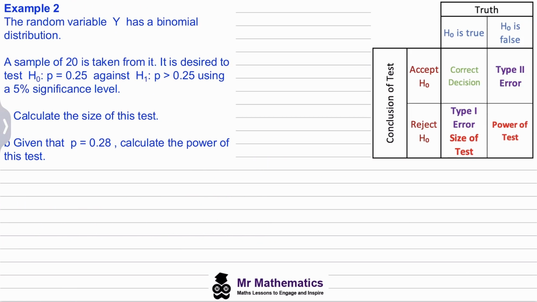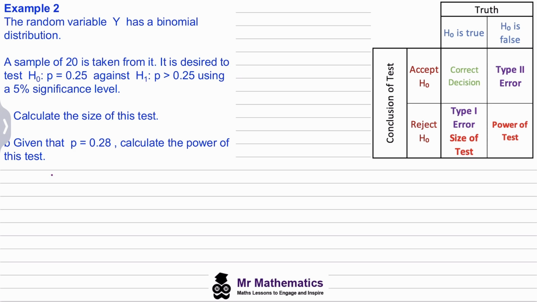In example 2, we're given that the random variable Y has a binomial distribution of 20 trials and a probability of success 0.25. We're testing against the alternative hypothesis that p is greater than 0.25, again at a 5% level of significance. For part A, we need to calculate the size of the test, and for part B, we need to calculate the power given a different value of p.